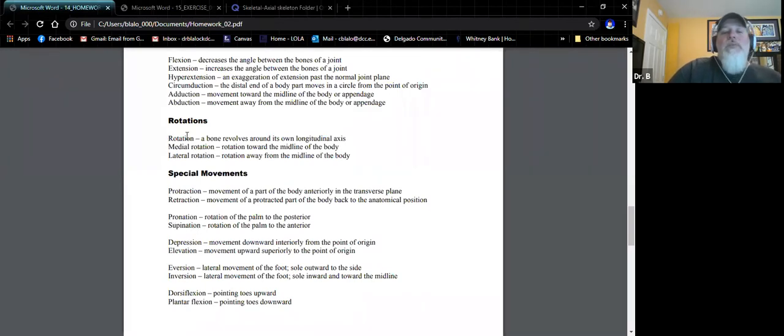Another spot we see rotation is between C1 and C2. C1 sits on top of C2, and C1 and C2 are going to rotate on top of each other, okay? Or C1 is going to rotate around C2.